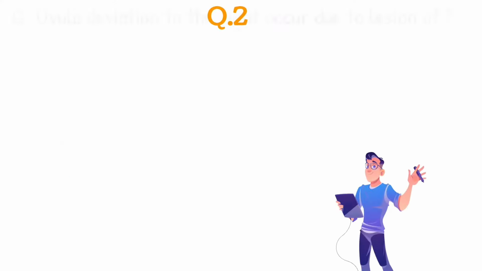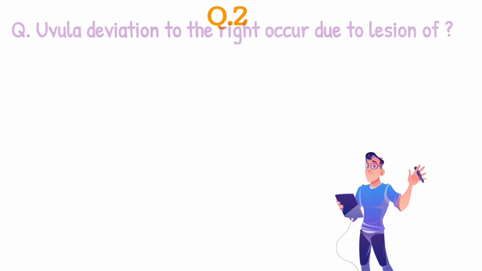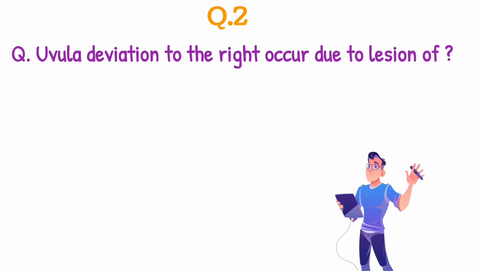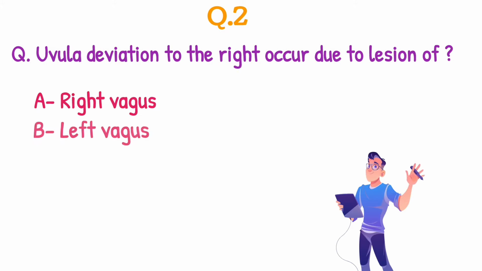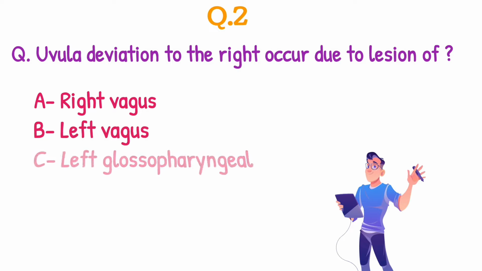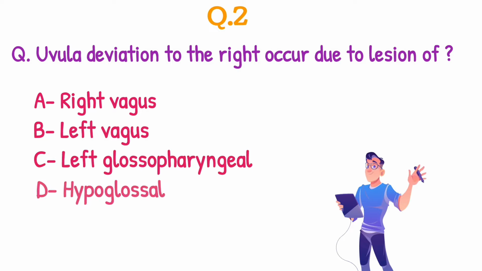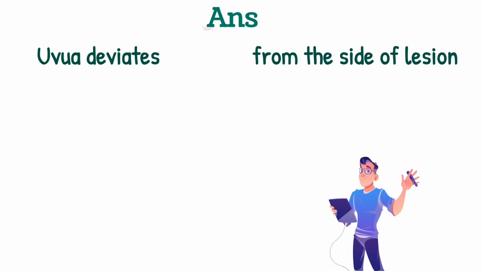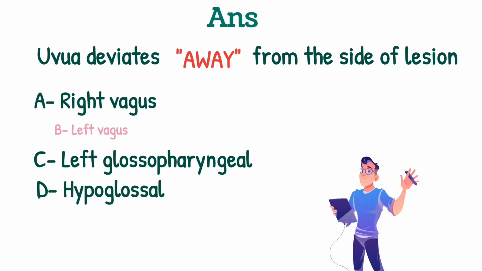Question 2. Please see the question and the options carefully. The basic concept is that uvula deviates away from the side of lesion. So, the correct option is B, left vagus.